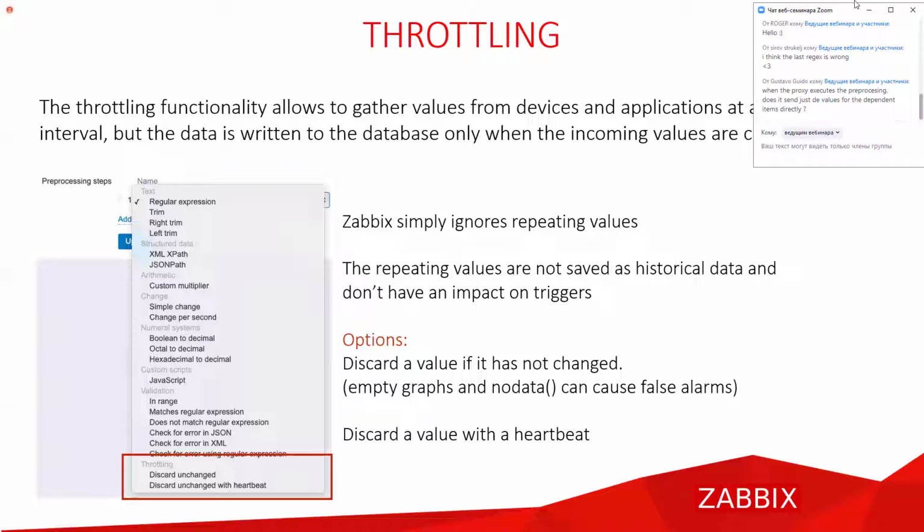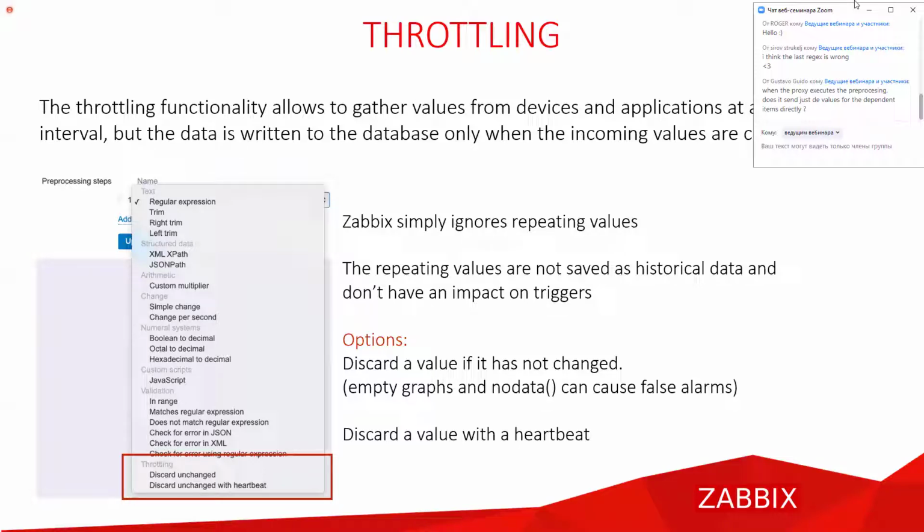What happens to the values that are being collected while unchanged? Well, they're basically being ignored by Zabbix, or you could even say they are being dropped. They aren't saved as historical data. They don't have any impact on the triggers, except, well, maybe no data, since if you have a no data trigger that expects some values to arrive, and the values aren't arriving, of course it will trigger, since triggers are based on historical values. And if there's no history, that means no data, and that means triggers should fire.